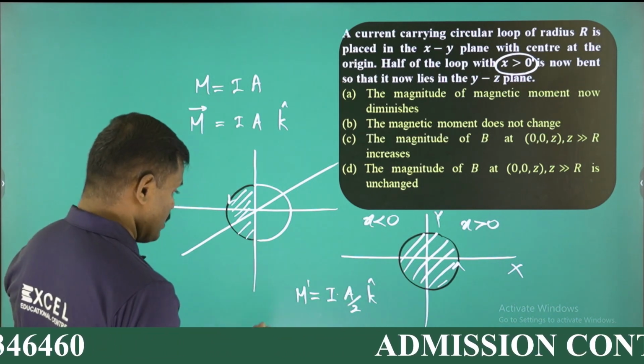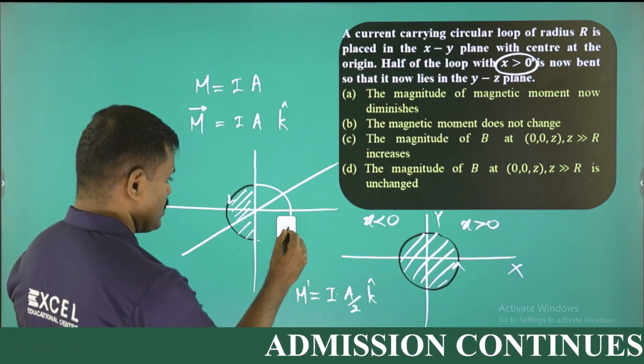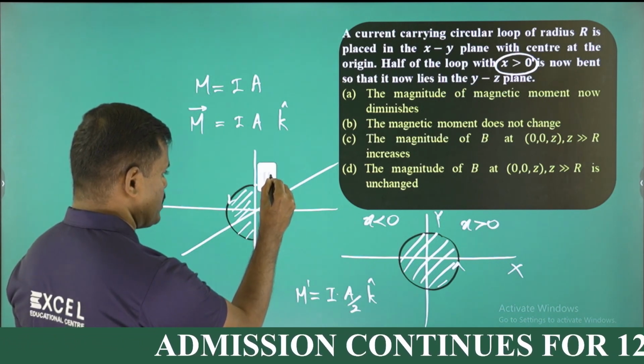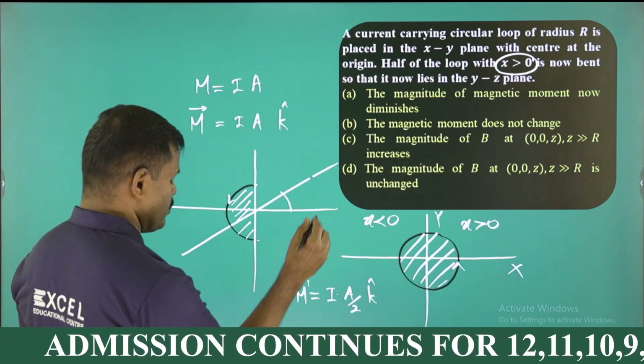Plus, there is one more part now. Which part? The other part is bent now. Where is it now?